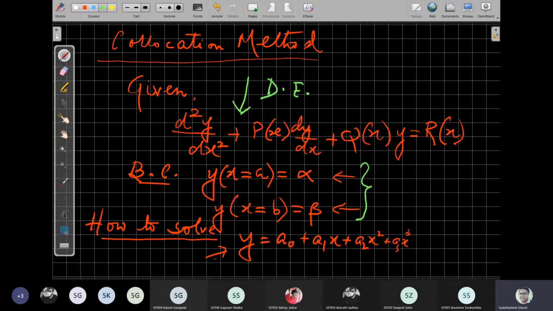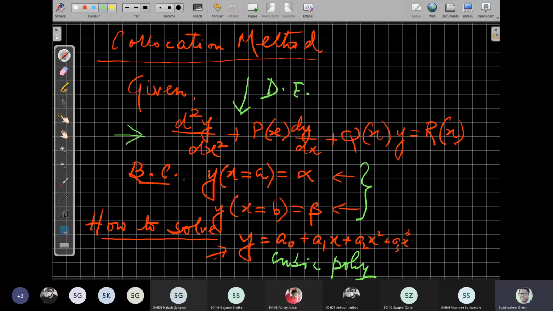You are going to assume a cubic polynomial as a solution. And using this cubic polynomial, you are going to calculate dy by dx and d2y by dx square. Substitute that into this equation, and also use the boundary conditions together with it to solve the differential equation. This is what we have to do.